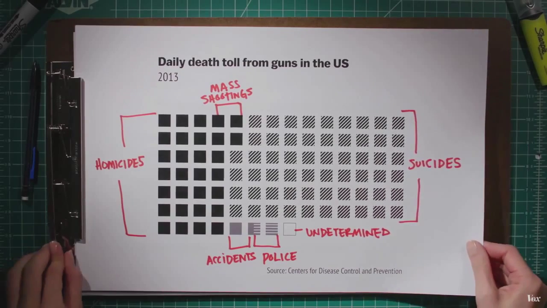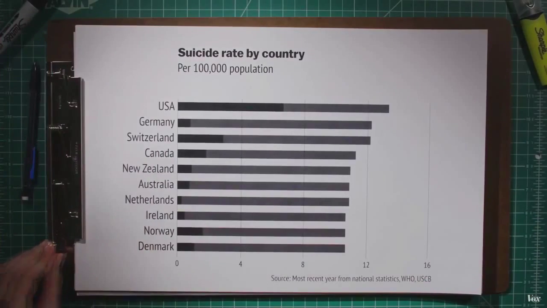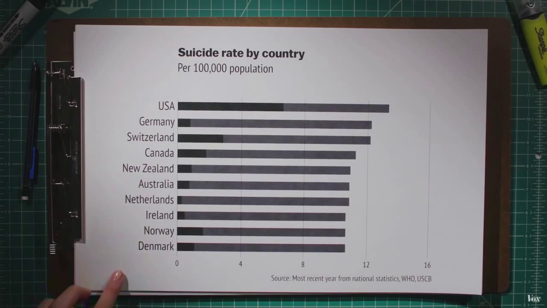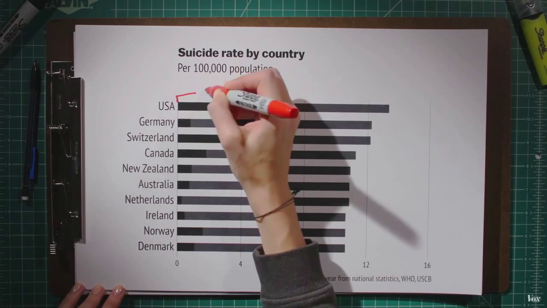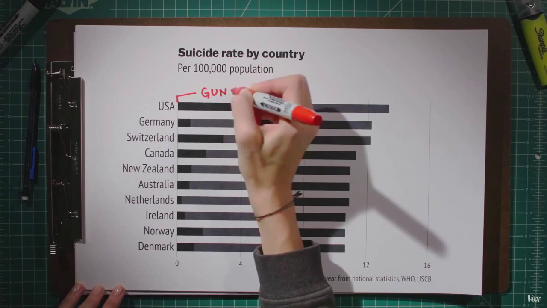Those suicides, they show up in international comparisons too. These are the 10 countries ranked highest on human development by the UN. The US has the highest suicide rate among them, and this darker bar shows how many of those are with guns.